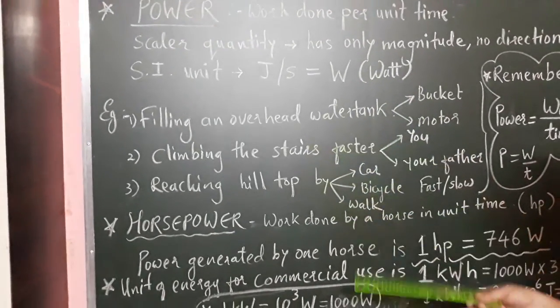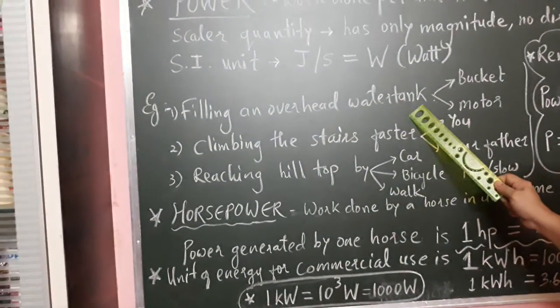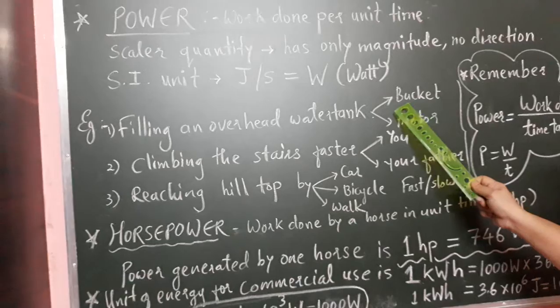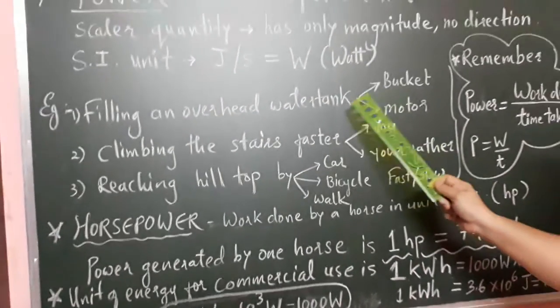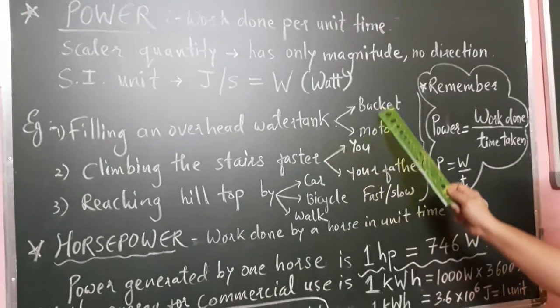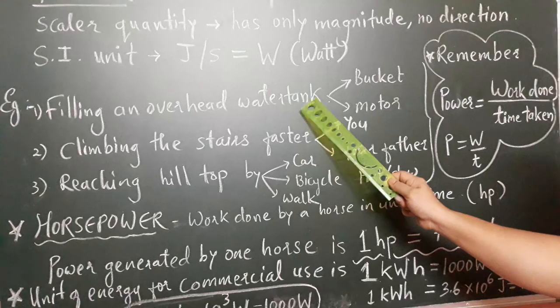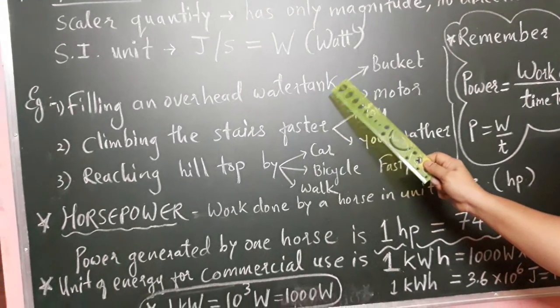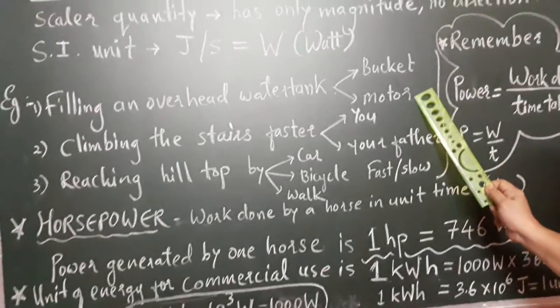Now let's consider some examples. Suppose we are filling an overhead water tank, and it can be done in two ways. Using a bucket the water tank can be filled, and using a motor the water tank can also be filled. But if a motor is used, the time taken to fill the water tank will be much less, and so we say that the motor has more power.